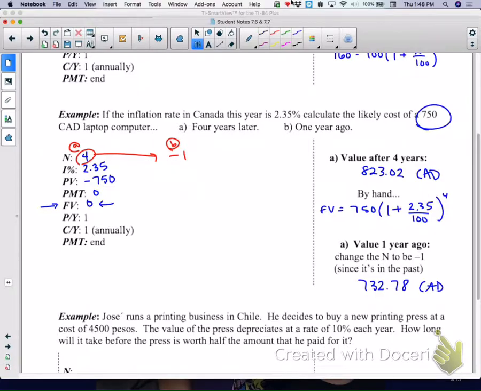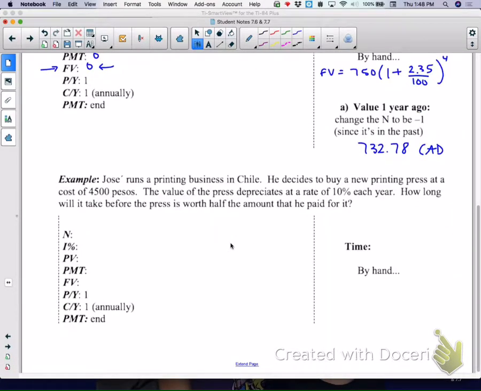Okay, last one. We have Jose, runs a printing business in Chile, decides to buy a new printing press at a cost of 4,500 pesos. The value of the press depreciates at a rate of 10% each year. How long will it take before the press is worth half the amount he paid for it? Okay, so we're looking for N in here. The interest rate is going to be -10 because we're depreciating. Present value, -4,500. No payment. Future value, okay. How long will it take before it's worth half the amount he paid for it?